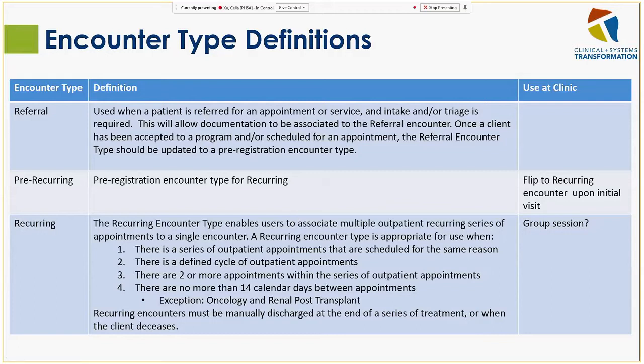But to use recurring, you do have to meet a few requirements. It has to be a series of outpatient appointments scheduled for the same reason. Usually you need to have a defined cycle of at least two or more outpatient appointments, and there should be no more than 14 days between those appointments. In BC Cancer, chemotherapy or radiation therapy are usually allowed to use a recurring encounter.